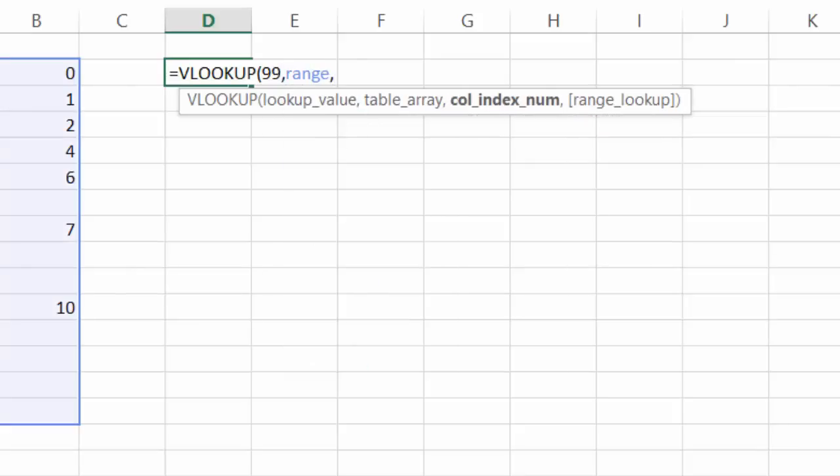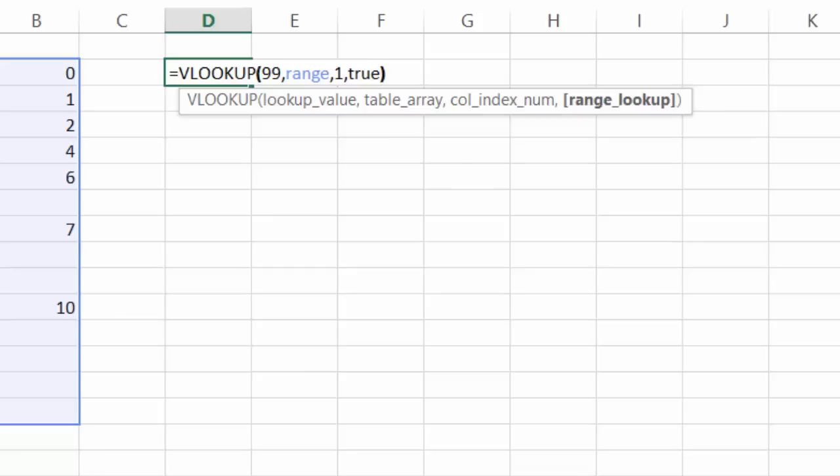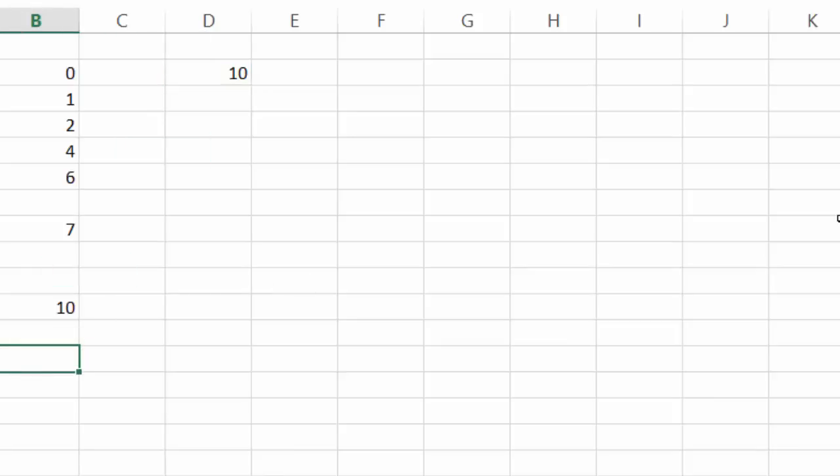and get me the value back from the same column, so 1, but do an approximate match that is true. So usually we write lookup formulas with false at the end because we want an exact match. In this case we want an approximate match, and this will give you 10. So if you come back at some point and write one more value like 11, that's going to work. Likewise, if you delete a couple of values, it's going to work seamlessly.